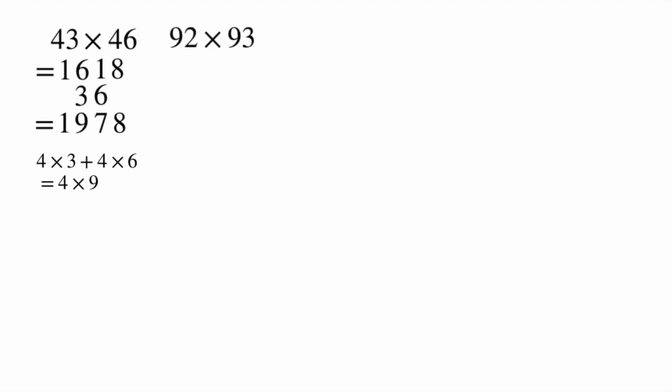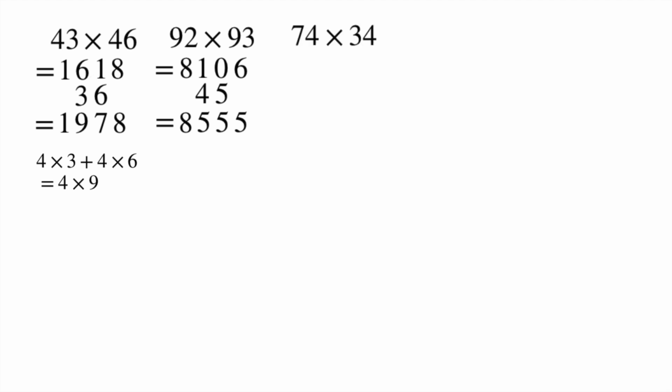Once again, 9 is common. Then common tens place times 1's place is sum. 9 times 5. Next example.